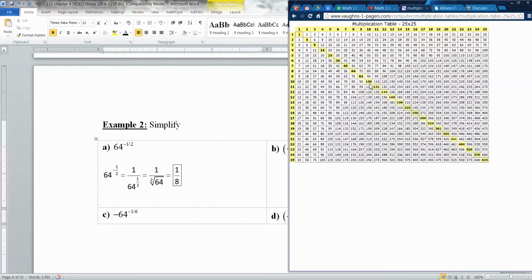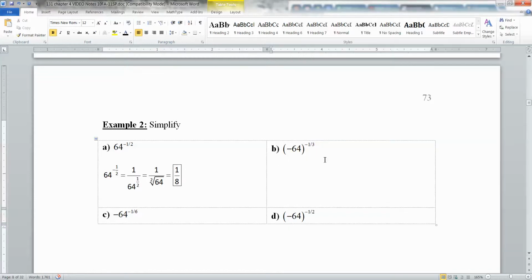Poof, I just brought up a times table so you could see. So see 64 right there? What row or column is it in? 8. See, that's why. They even have on this table the perfect squares highlighted. That's what those numbers are called. They're called perfect squares, and then the number they correspond to is called the square root. So 81 is a perfect square. The square root of 81 is 9.